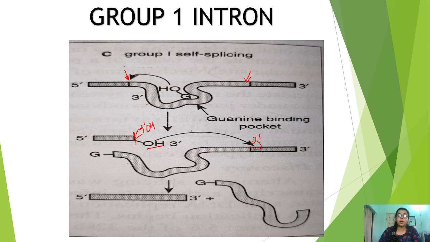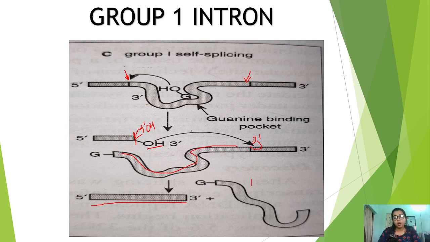As a result, this complete intron will be removed, and the 5' and the 3' exons will be joined, and the intron is removed. And one more thing about this intron: the intron which is formed is of linear shape.